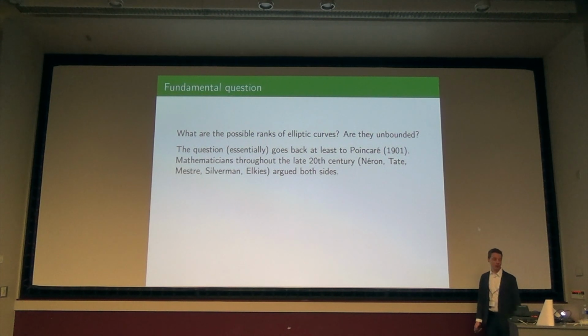Mathematicians throughout the 20th century, Néron, Tate, Mestre, Silverman, Elkies, have argued both sides. I was just at a conference this week at the IAS, and I said, okay, what's the status? What do you guys think? Are they bounded or unbounded? And boy, the opinions fly. If there's alcohol involved, they're even a little more visceral, these opinions. Okay? But it's fun to be at those conversations. If you're ever at a table of mathematicians and there are enough number theorists, and you just want to get conversation going, ask what do you think about ranks? It's always a fun time. We don't know. There's a controversy.